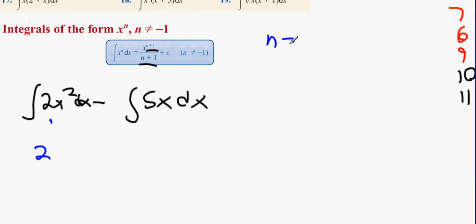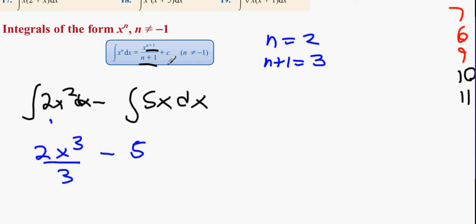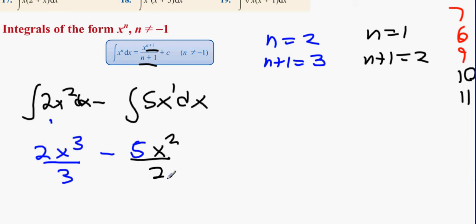So for this one, n equals 2, n plus 1 equals 3. So it's going to be 2 times x cubed all over 3. The next one is going to be the integral of 5x, so it's going to be 5 times, now in this question it's x to the power 1, so n equals 1, n plus 1 equals 2, so it's going to be 5 times x squared all over 2 plus c. Okay, and that's our answer for this one here.